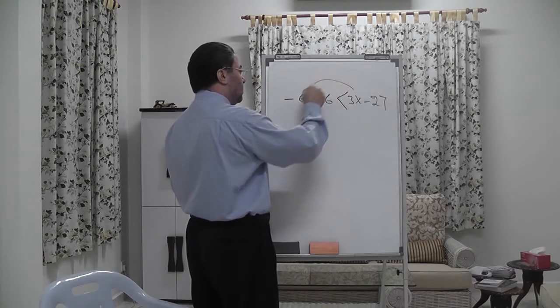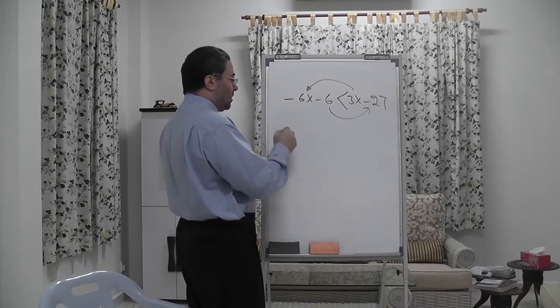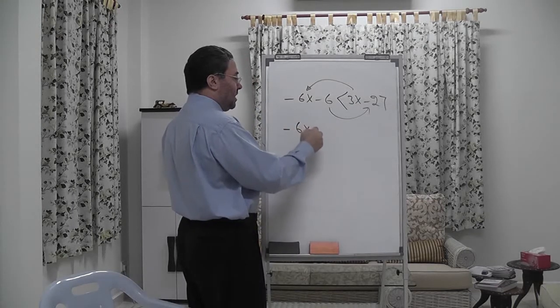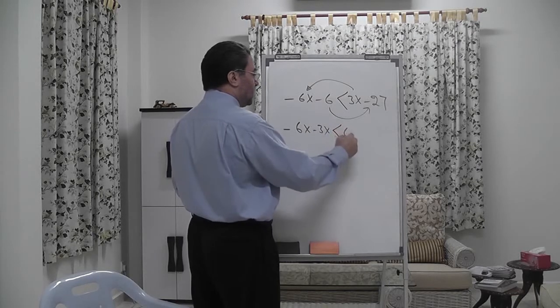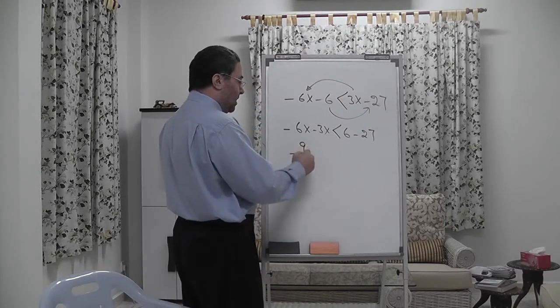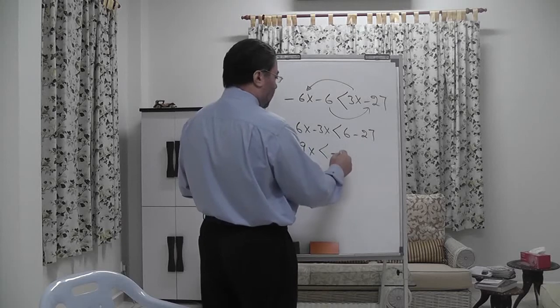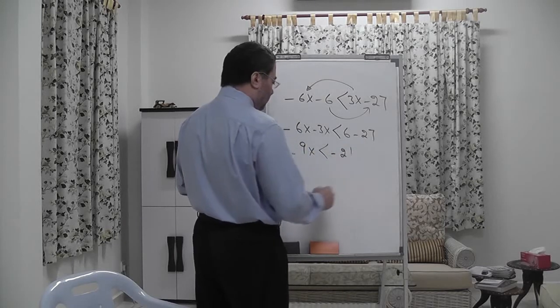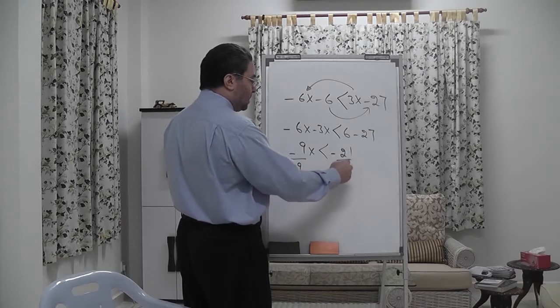So let's do this. We get this to this side and this to the other side. So we get minus 6x minus 3x. We change the signs. Less than, this becomes 6 minus 27. And here we have minus 9x less than, the difference here is 21. And we are going to divide by minus 9 and change the sign.